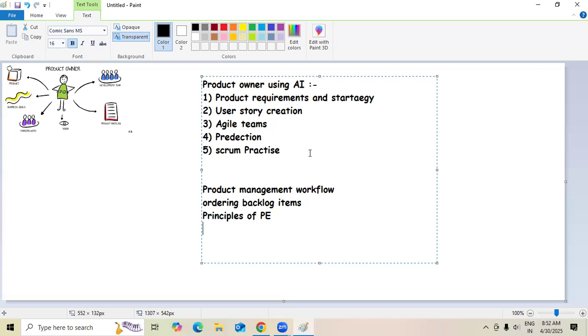From tomorrow onwards, I'm going to discuss the product management workflow, how this can be implemented, and in what way artificial intelligence tools can be used when ordering backlog items, and while doing sprint planning or sprint retrospectives in future. So we are going to discuss reviews and retrospectives in the next sessions.